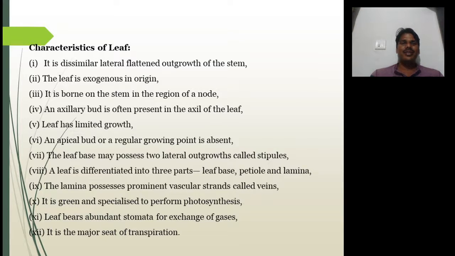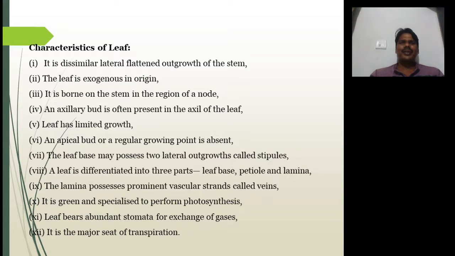Firstly, it is a dissimilar, lateral, flattened outgrowth of the stem. The leaf is exogenous in origin. This is the first point we discuss. The leaf is almost flat in structure, an outgrowth of the stem. The leaf is exogenous in origin. This is why it is called exogenous in origin, because it develops on the stem region, on the nodal region. It is borne on the stem in the region of a node.